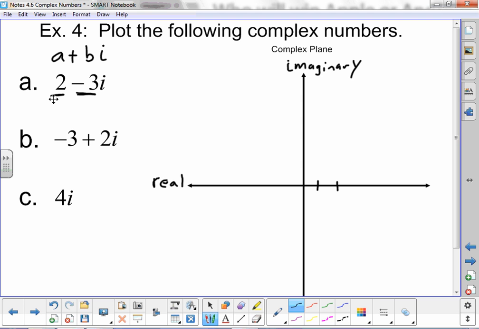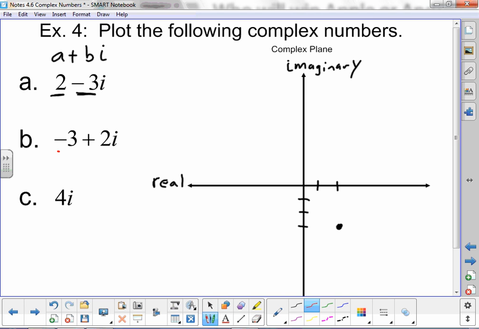1, 2. Now, it has two movements because now you want to go to negative 3 on your imaginary number line. This is your real number line. This is your imaginary number line. So negative 3 on your imaginary number line goes down 3. 1, 2, 3. So your point is right here. That is the point 2 minus 3i.